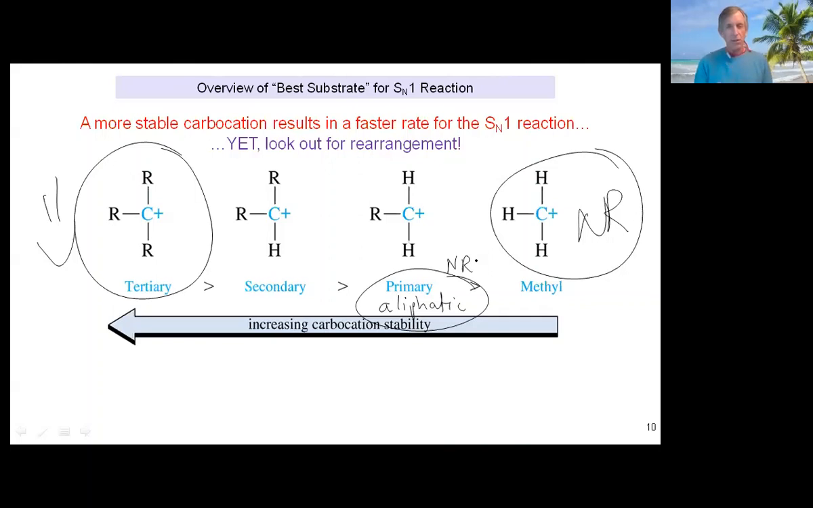Another tricky little thing. Okay? And secondaries can make carbocations. They're middle of the road, and that's always an issue because they're middle of the road. Feel free to come back to this slide, number 10, if you have any more questions about this one.